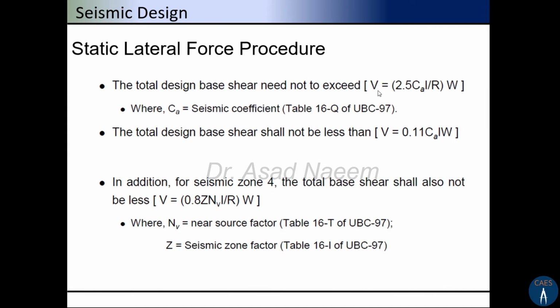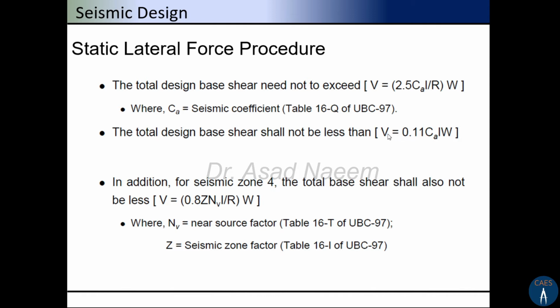So this base shear is maximum, and the total design base shear shall not be less than V is equal to 0.11 Ca I into W. Then this is the minimum base shear, that the lateral force in any condition should not be less than this coefficient and this value. So in any case, whatever our building type is and whatever our soil type is, we need this amount of base shear to be applied on the building structure.